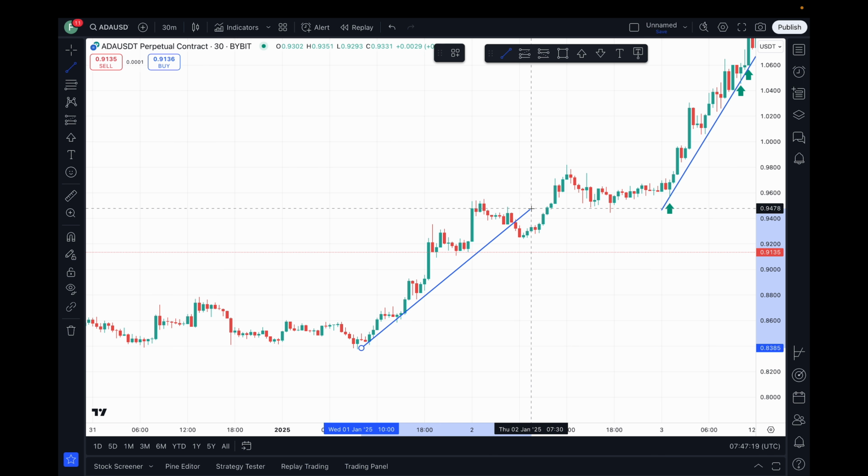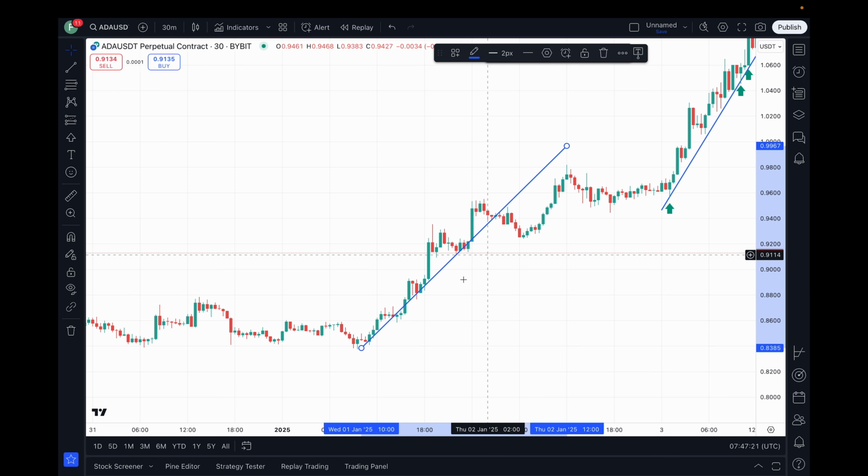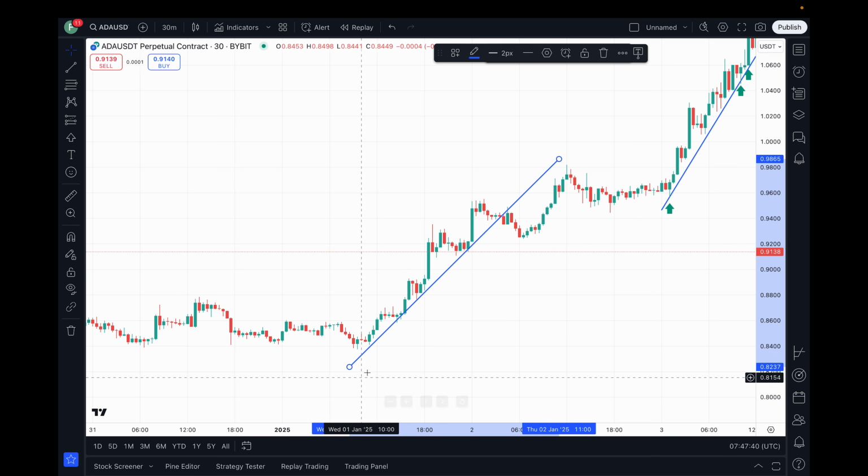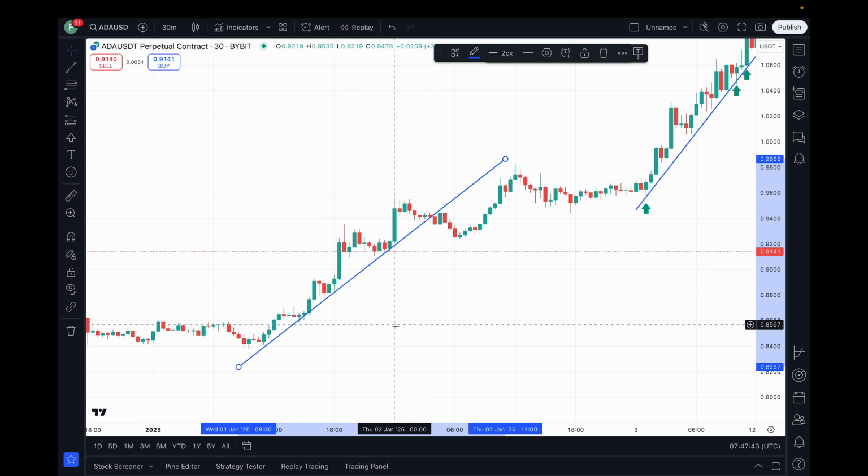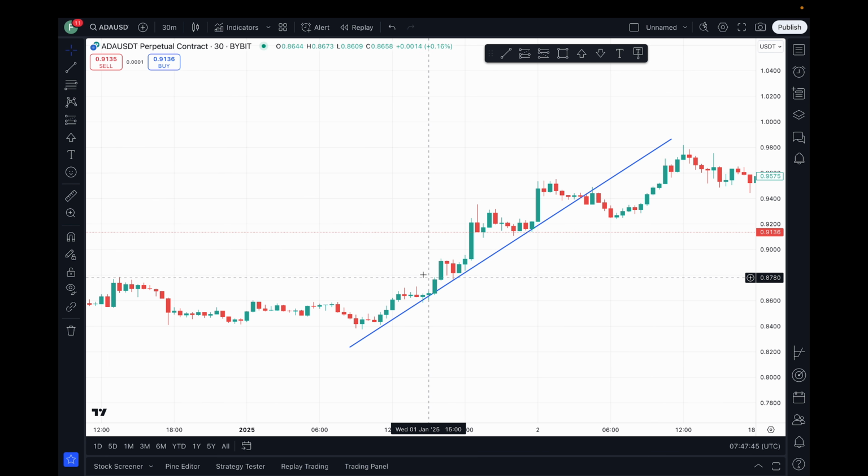Then I'll draw my uptrend line. Let me draw it first before I show you the lines. So you can see I've drawn my trend line right here. Let me make it big so you can see it very well. This is my uptrend line right here.